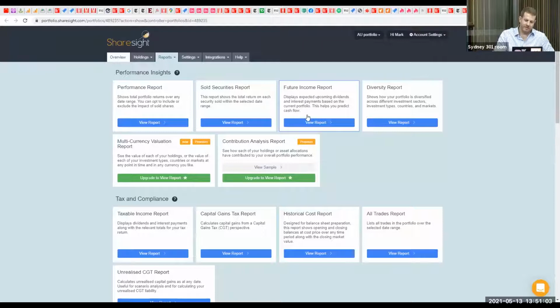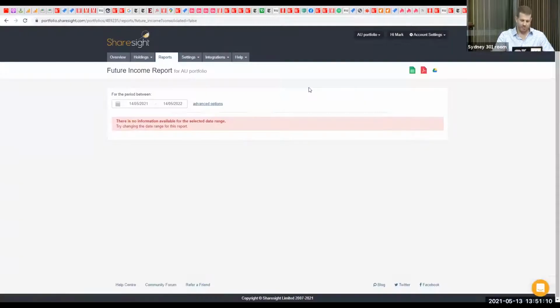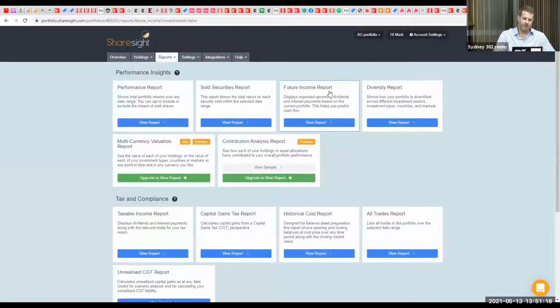You can go in and look at this future income report by ShareSite. ShareSite has a lot of great reports. Once you set up your portfolio, well, that's not good. I don't know what's in that portfolio, but anyway, you can go in and look at your future income. So hopefully that is helpful.